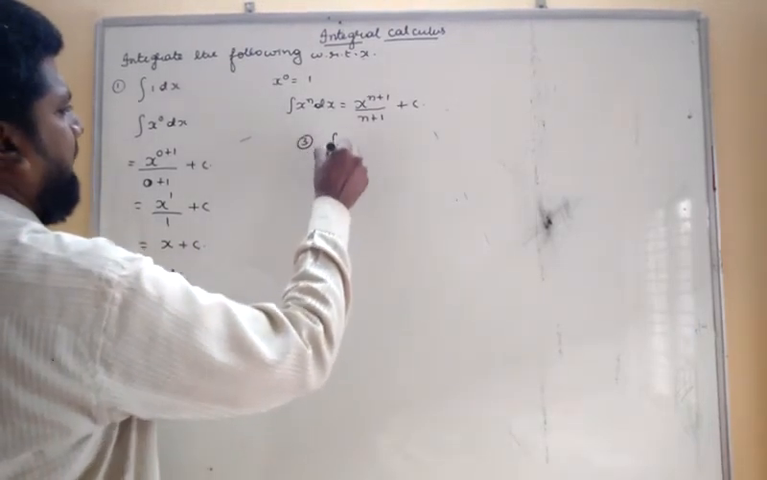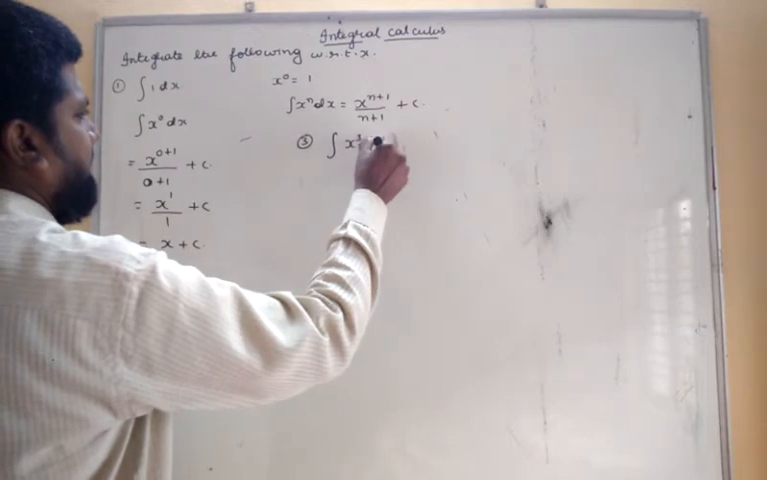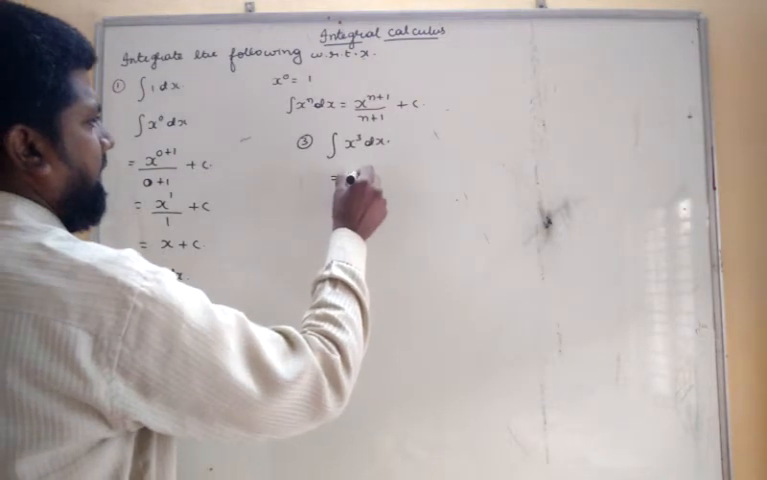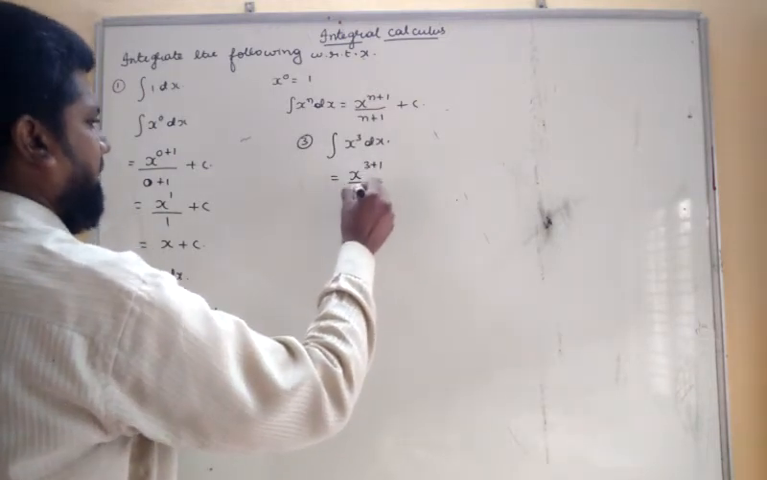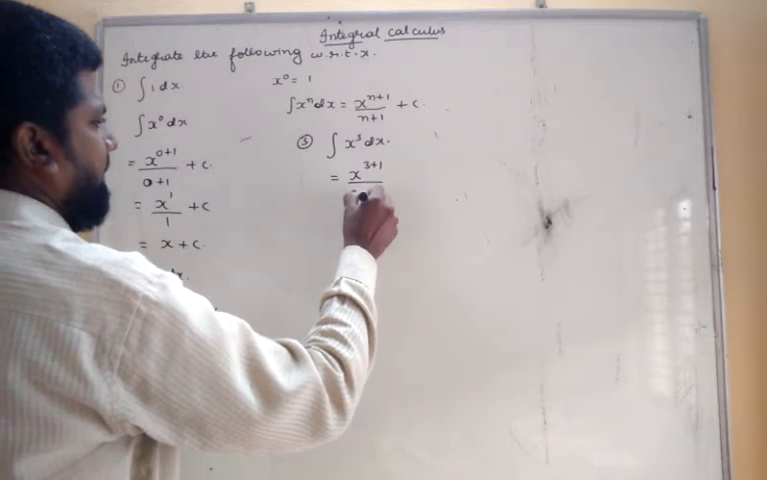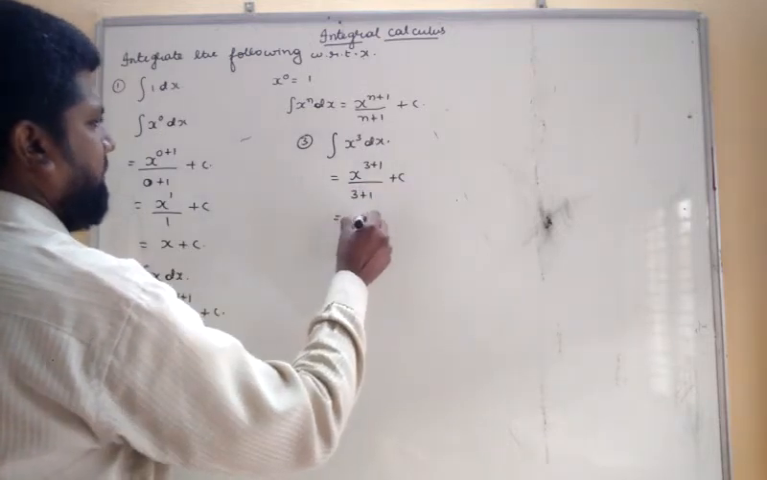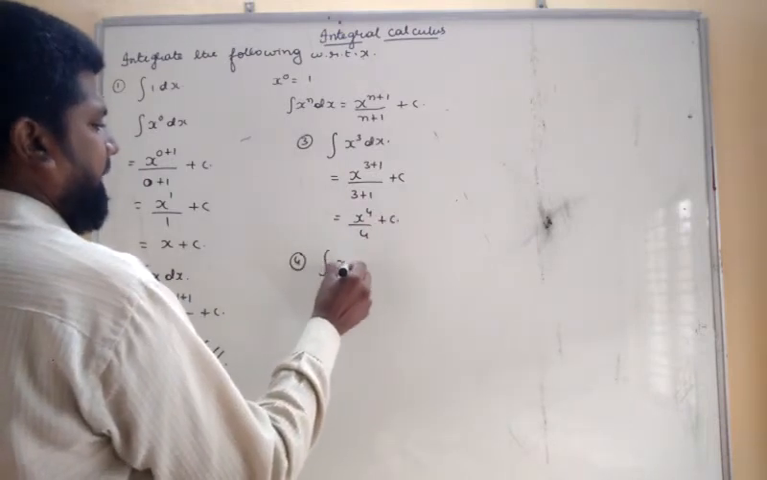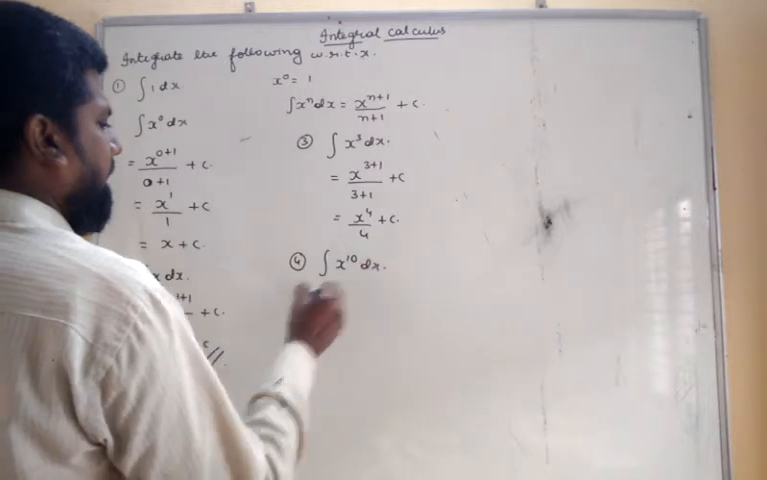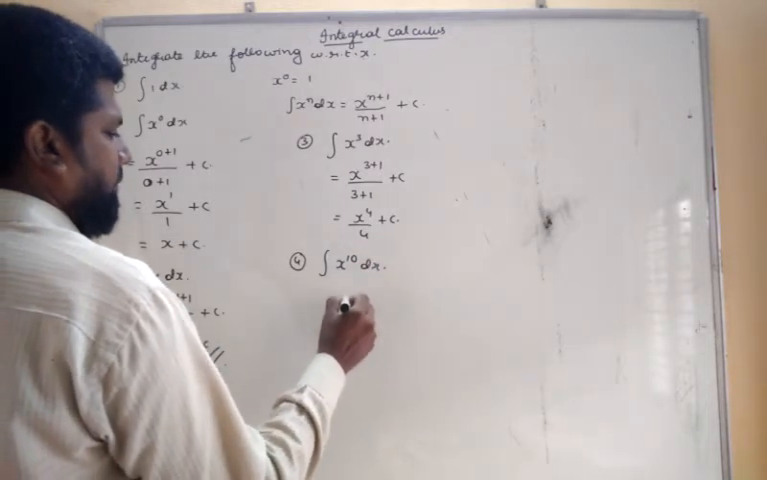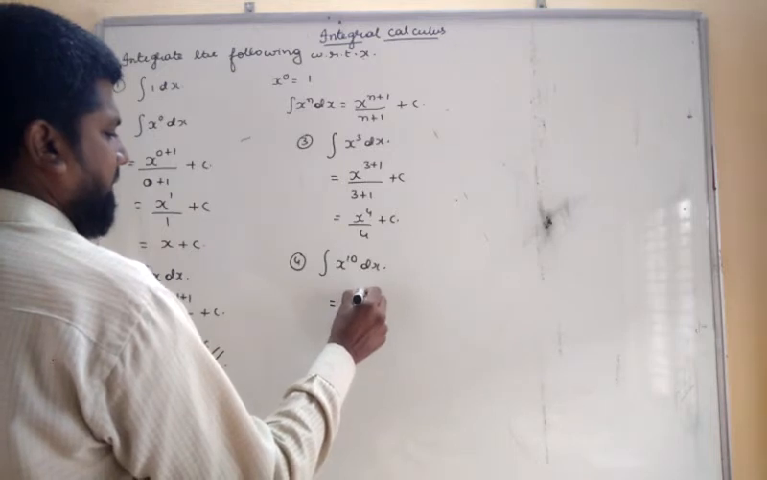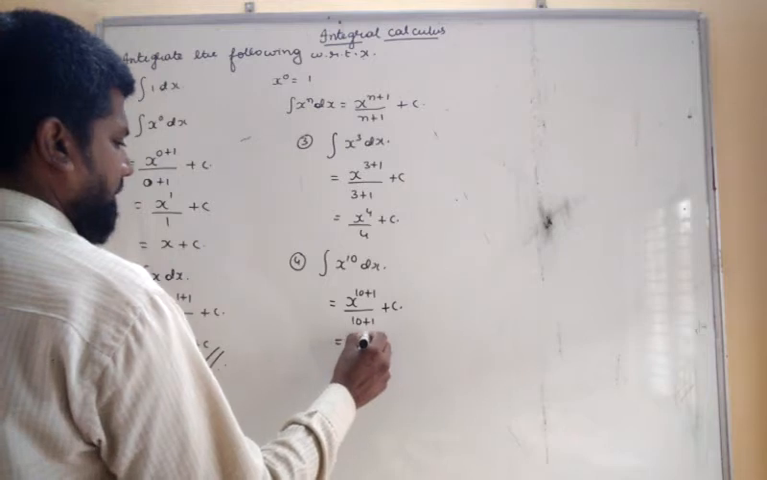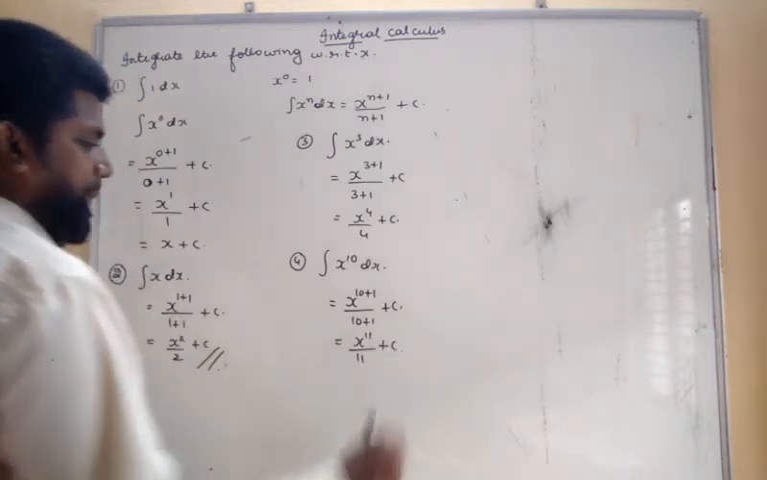Next one, integration of x cube. We already wrote that. To practice, let us apply this formula: x to the power of 3 plus 1 by 3 plus 1 plus c, that is equal to x to the power of 4 by 4 plus c. Next one, x to the power of 10 dx. Let us apply the formula: 10 plus 1 by 10 plus 1 plus c, that is equal to x to the power of 11 by 11 plus c.